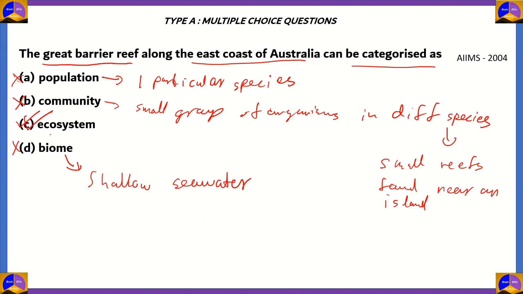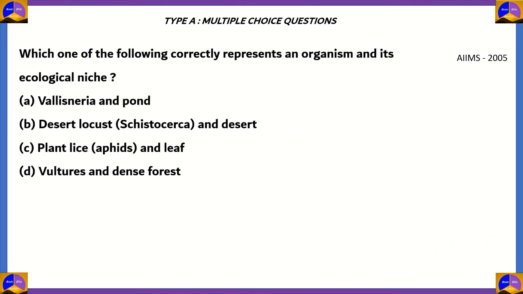The right answer is option C, an ecosystem. The Great Barrier Reef is a single reef along the east coast of Australia, and it supports life on its own with all the organisms and various communities interacting with each other. So therefore option C, ecosystem, is the correct categorization. Now let's look at this question.